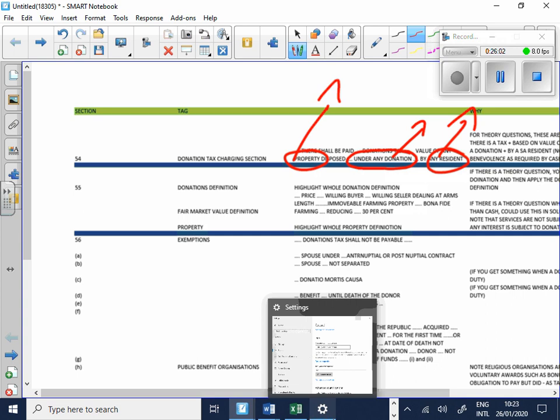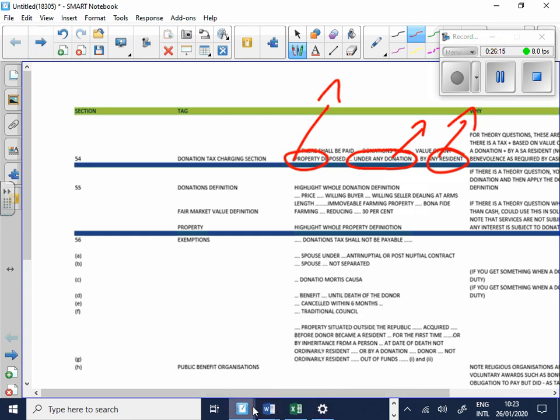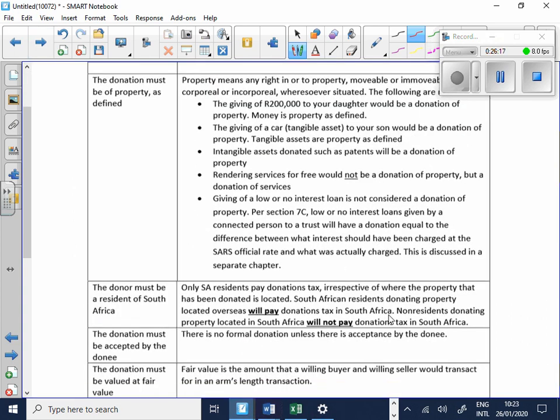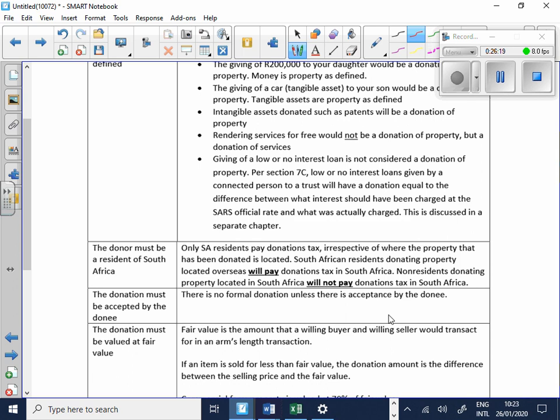If you get a theory question, you just go back and make sure you cover each of the areas themselves. Does everybody understand where I'm coming from? So only by residents of South Africa itself. So that's very, very easy. If you're a foreigner, you don't need to pay donations tax. Are you guys comfortable with that? Is that cool? Next one, the donation must be accepted by the donee.